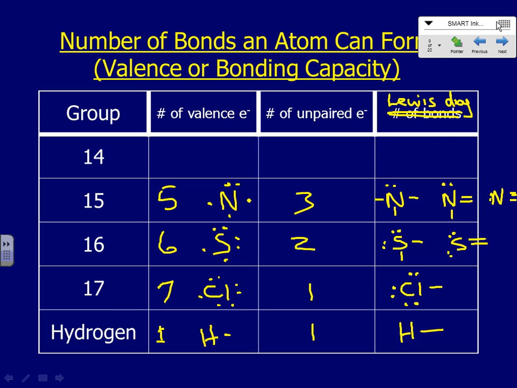Group 14, how many valence electrons? 4. Example? You're going to go with gallium. You're going to go with lead. Yeah, really? Carbon, people. It's the only game in town. Silicon doesn't really do much of this. Number of unpaired electrons? 4. How many lines are coming from carbon? 4. 1, 2, 3, 4.